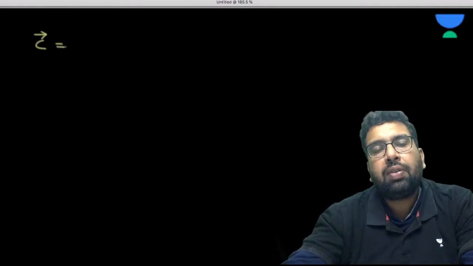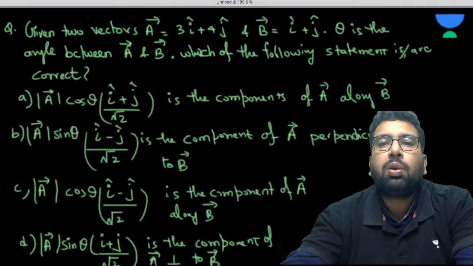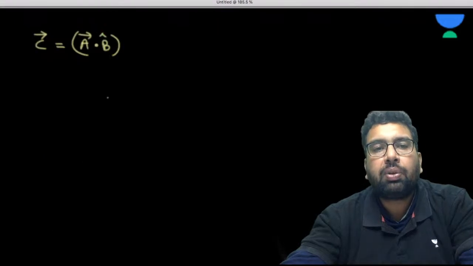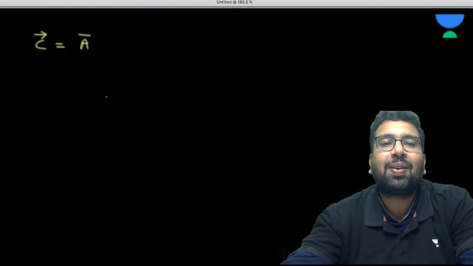Let's call it C vector. So C vector is going to have a magnitude, and what is the magnitude? A vector dot product with B cap, and what is going to be the direction of it? Here the options are given in terms of theta, so the cos theta concept you have to apply.